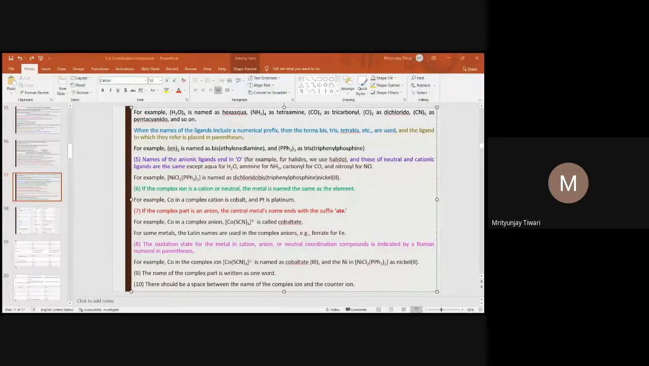However, this is a phosphide group, and it will become phosphido. This is PH3, the phosphine molecule. We use another exception here: the name of the ligand is phosphine, and so on. This is trialkyl phosphine, and so on.